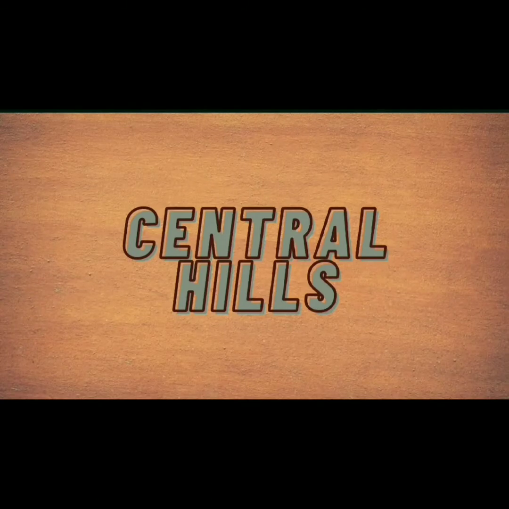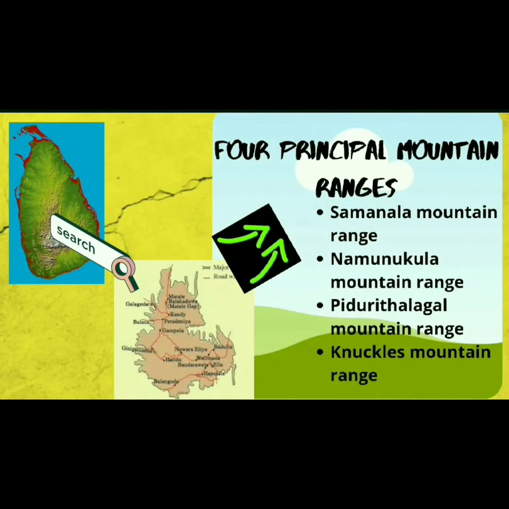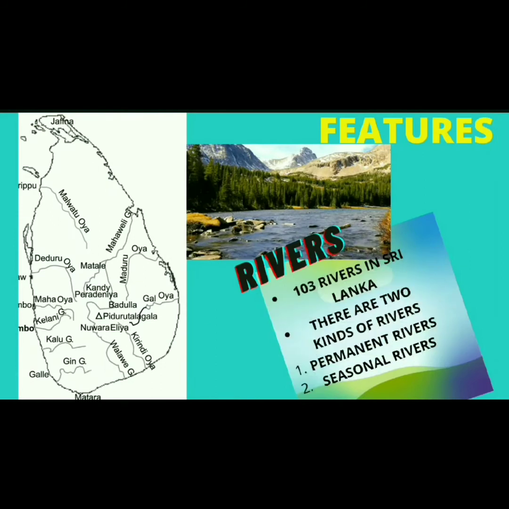Central Hill. It lies above 300 meters on the geographical map. This region is encircled by four mountain ranges: Samanala Mountain Range, Namunukula Mountain Range, Pidurutalagala Mountain Range, Knuckles Mountain Range. This region is more complex as it has many geographical features. The most prominent feature is rivers, which give fresh water for our daily use and maintain the ecological balance.